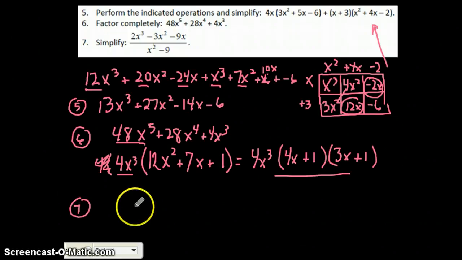All right, simplify. Now this is a very good question right there. So what I'm going to do is factor the bottom. We understand what's going to happen there. And at the top, I'm going to pull an x out. That's really the only thing I can pull out of there. It's an x times, now what am I going to do? 2x squared minus 3x minus 9.